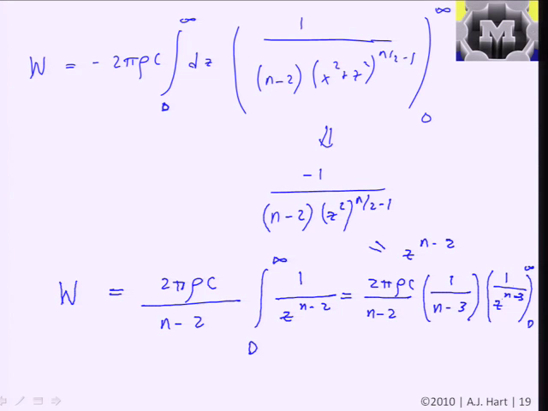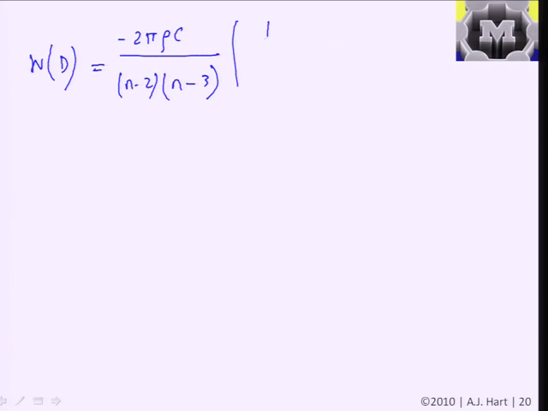And then, because infinity to the n minus 3 is still going to be very large, this term will drop out, and we're going to recover a negative sign again and just have minus 1 divided by d, our separation, to the power n minus 3. So that gives us our final answer: the total interaction energy between our molecule or our particle and the whole big surface is minus 2 pi rho c divided by n minus 2 times n minus 3, times 1 over d to the power n minus 3.